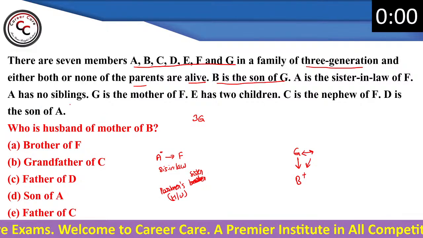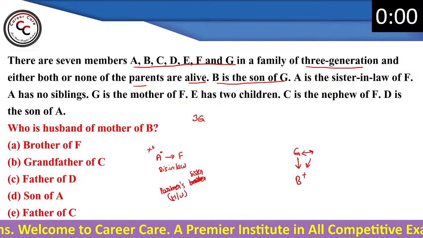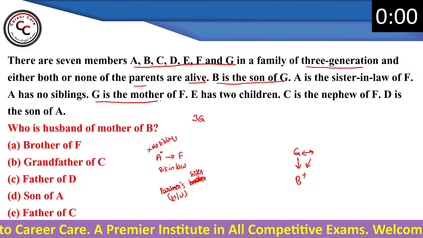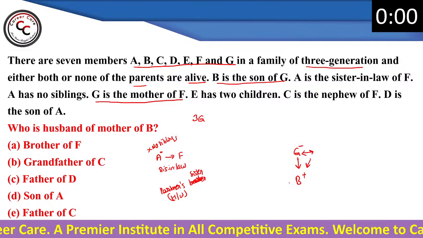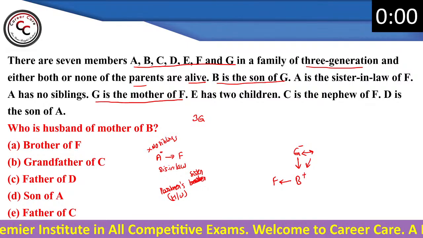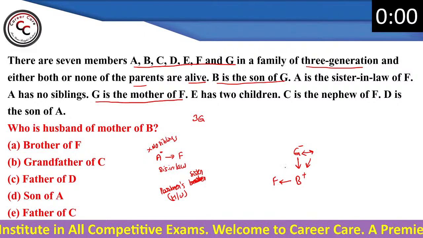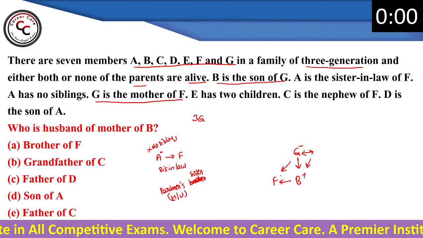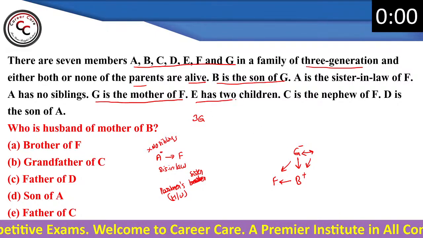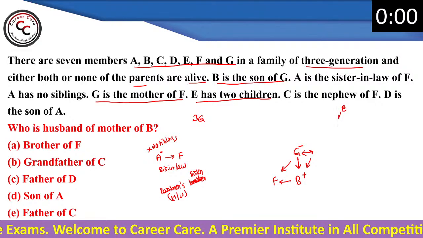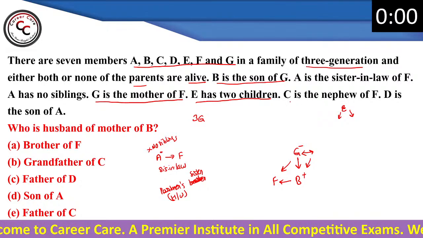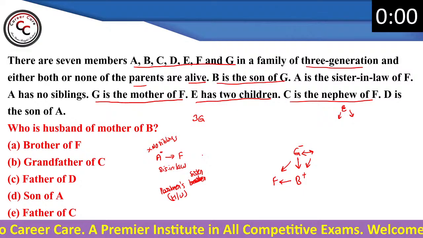Then A has no siblings. Okay, fine. A has no siblings. All right, no problem. Then G is mother of F. So G is mother of F. Already G has a son B. That means G should have another child called F. So there are two children for G, F and B. Simple. E has two children. So E also has two children. Simple. Then C is a nephew of F. F's nephew will be C.